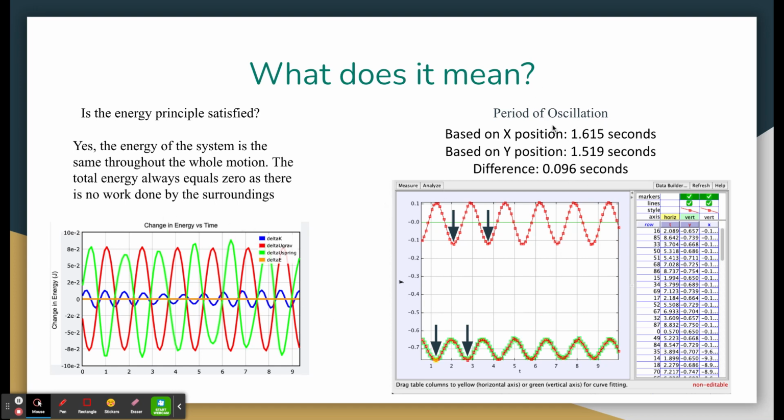Finally, we find our period of oscillation by taking the x and y position and determining at that same point later what the time is. So we can see, we take about the 1.2 second mark to the 3.8 second mark and determine that the x position period is 1.615 seconds. Our y position is 1.519 seconds. And the difference between them is about 0.096 seconds.